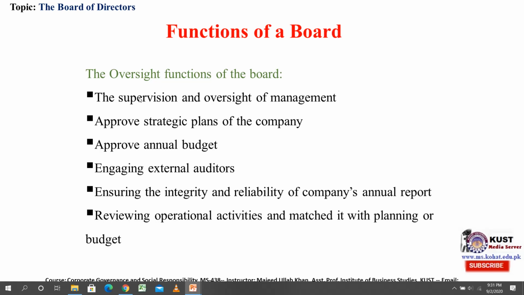Actually, external auditors are appointed in the annual general meeting by the shareholders. They nominate the auditor, and then the shareholders approve it in the annual general meeting, ensuring the integrity and reliability of the annual report of the company. This is done through the audit committee, which is formed by the board, reviewing operational activities and matching them with the budget planning. That is basically one of the control or corrective actions that the board is responsible for in its oversight function in the company.